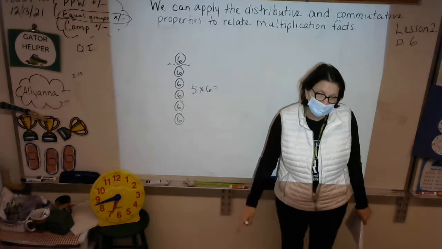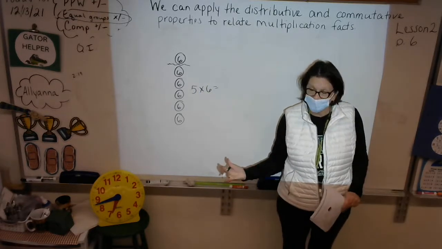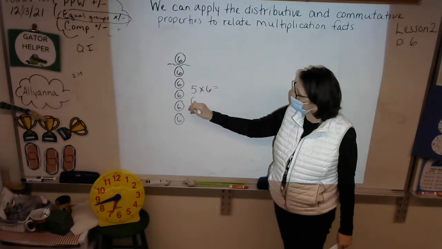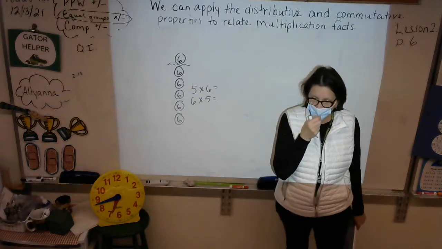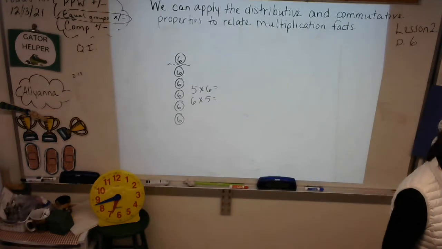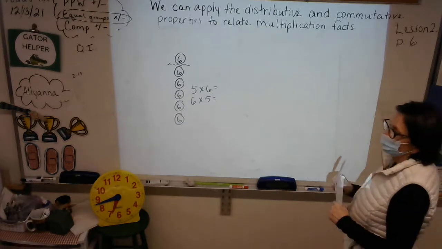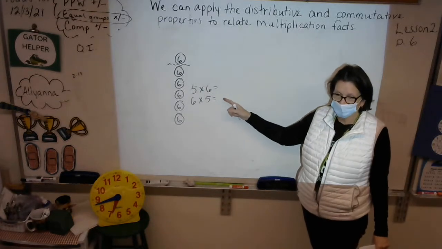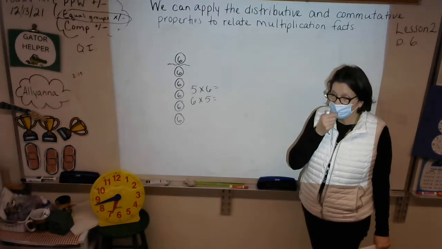What if I don't want to skip count by 6s? I can use my commutative property and do 6. So go ahead and do 6 times 5 and find out what that is. Skip count by 5, 6 times. Did you write these down? You need to write those down. I want you to write those down.